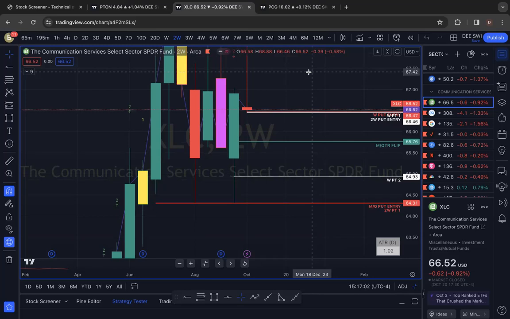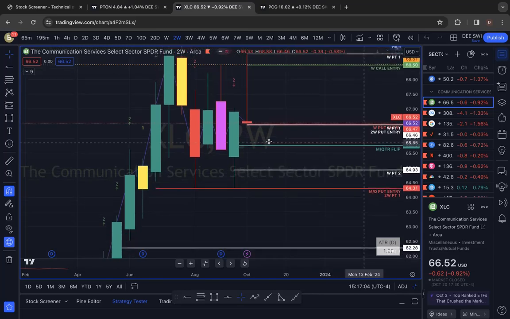So I like to think in if-then statements. If we trigger 2 down, then we'll trigger the 2-week. And then if we reach our price target for the 2-week, that will also trigger the put entry for the month and the quarter, which is a higher time frame. And that's what tells you where price is trying to go.